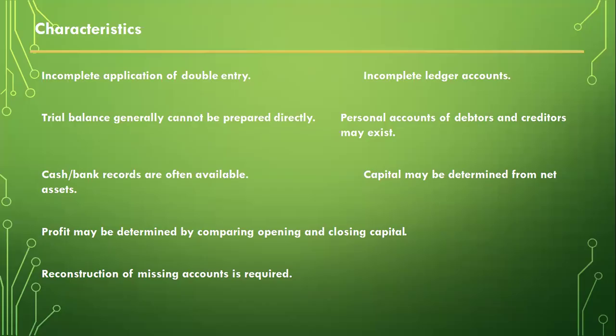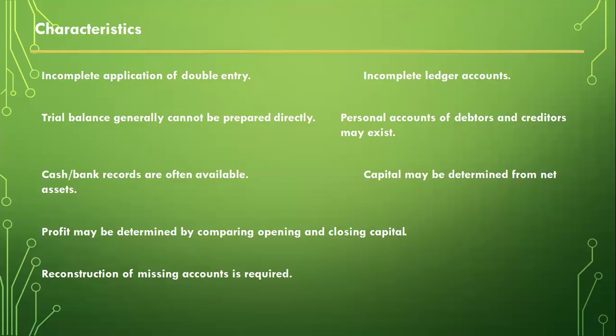So as I said earlier, it negates the principle of double entry. And it definitely has what we call an incomplete ledger. In a situation whereby it's expected of you to prepare 2 ledgers, 3 ledgers, at the end of the day, you're left with 1. When you're expected to prepare 3, you are left with 2. So another characteristic is an incomplete ledger account.